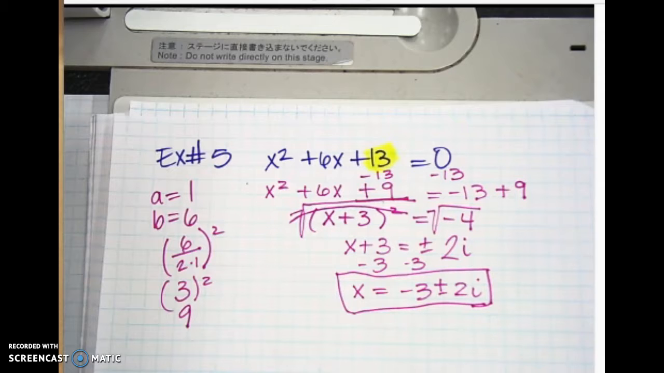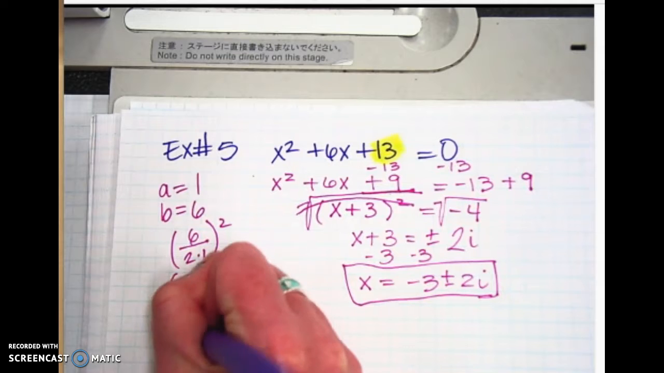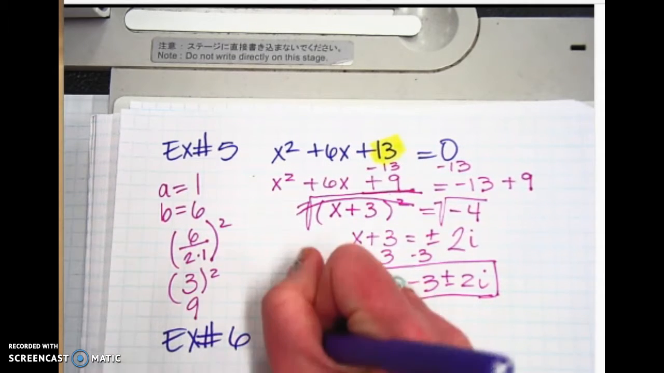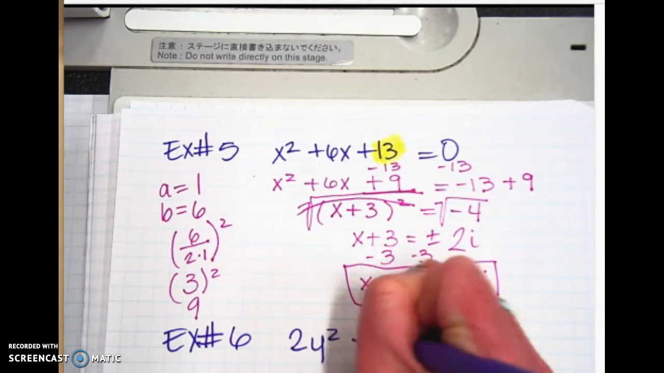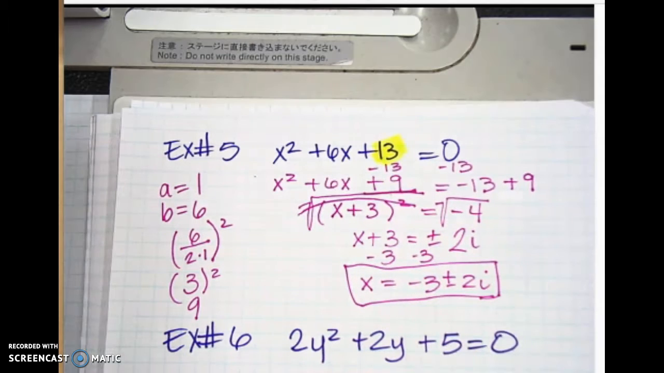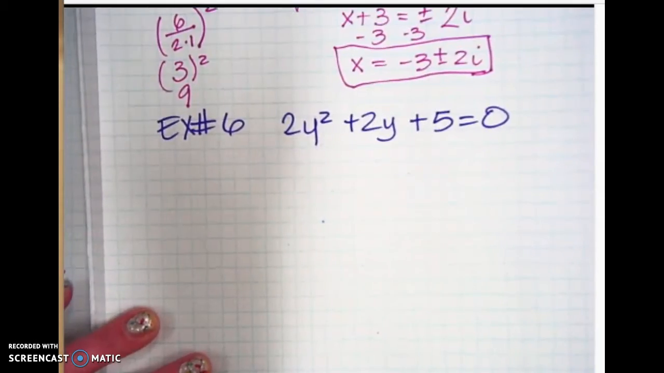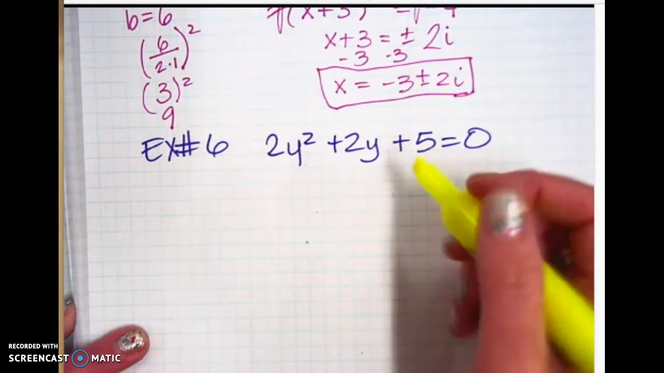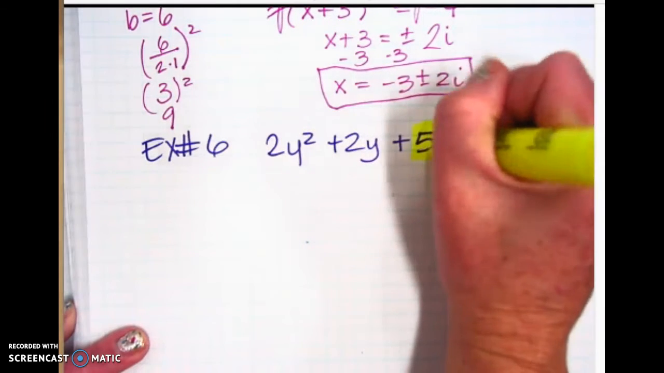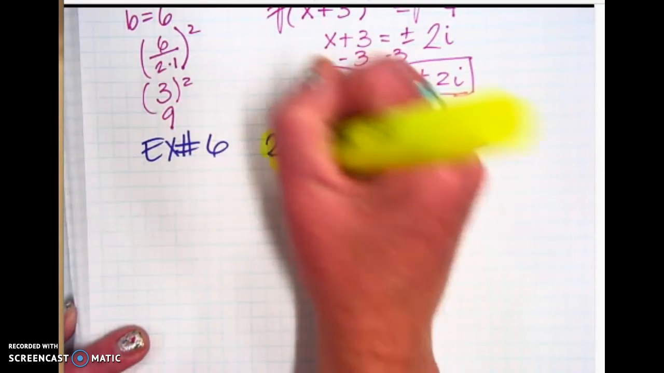Any questions on example 5? Okay. One more that has a fraction. So we've got 2y squared plus 2y plus 5 equals 0. So we want to look at that C term and see if it's a perfect square. It's not. What else do you notice about number 6? It has a leading coefficient of 2.